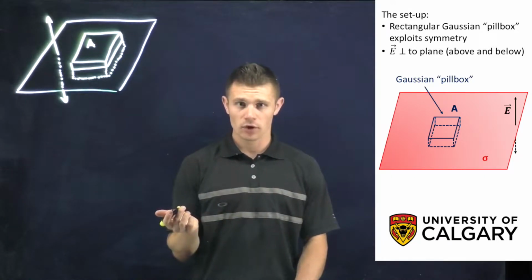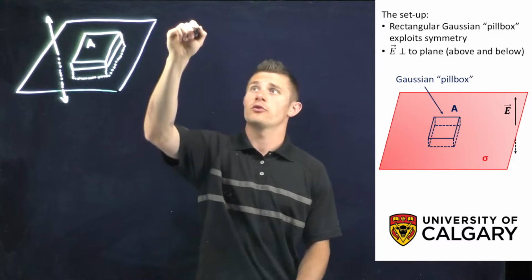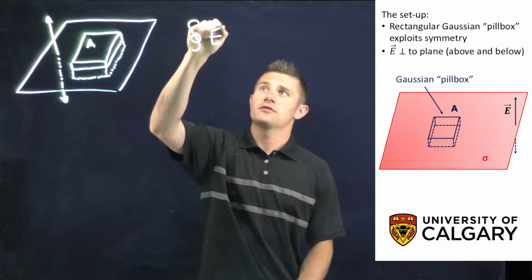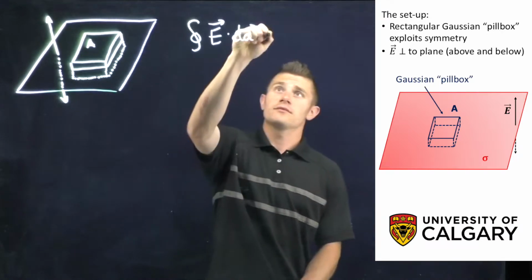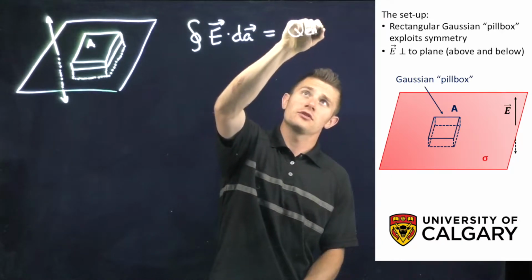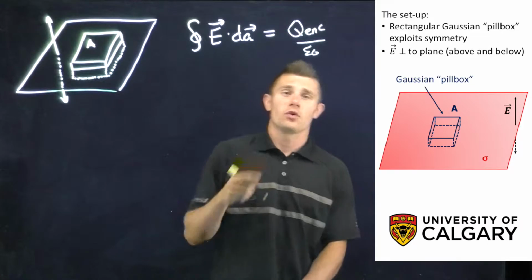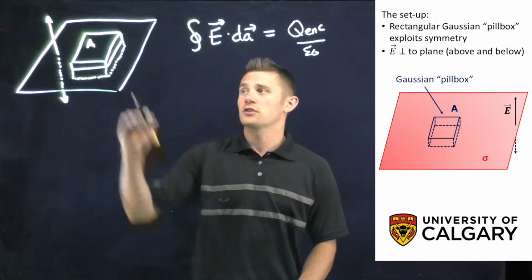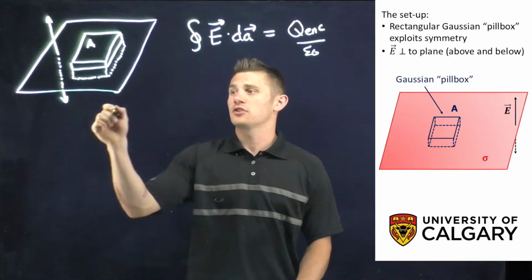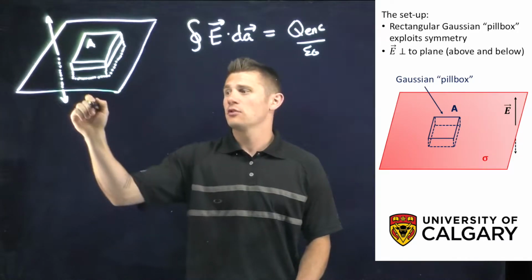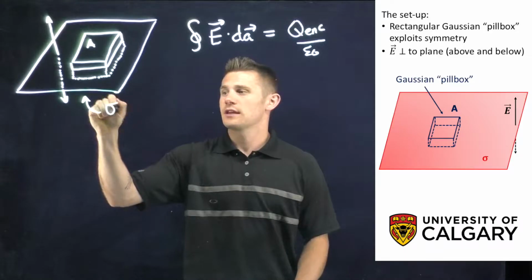We are also going to use Gauss's law in its integral form, which says that the electric field dotted with the infinitesimal area vector is equal to the enclosed charge over epsilon naught, where this enclosed charge is the charge enclosed by the Gaussian surface. To finish off, we'll say that the infinite plane of charge has uniform charge distribution, which we'll say is sigma.